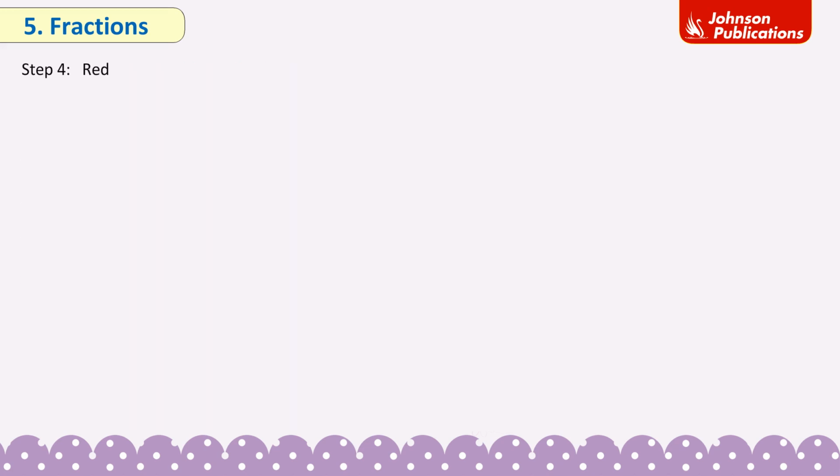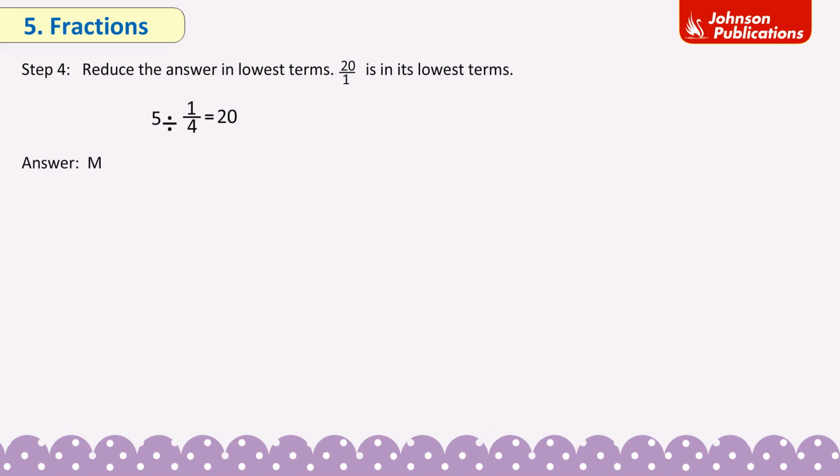Step 4. Reduce the answer in lowest terms. 20/1 is in its lowest terms. 5 divided by 1/4 is equal to 20. Answer. Mr. Sinha will get 20 pieces of 1/4 meter each out of the piece of 5 meters long.